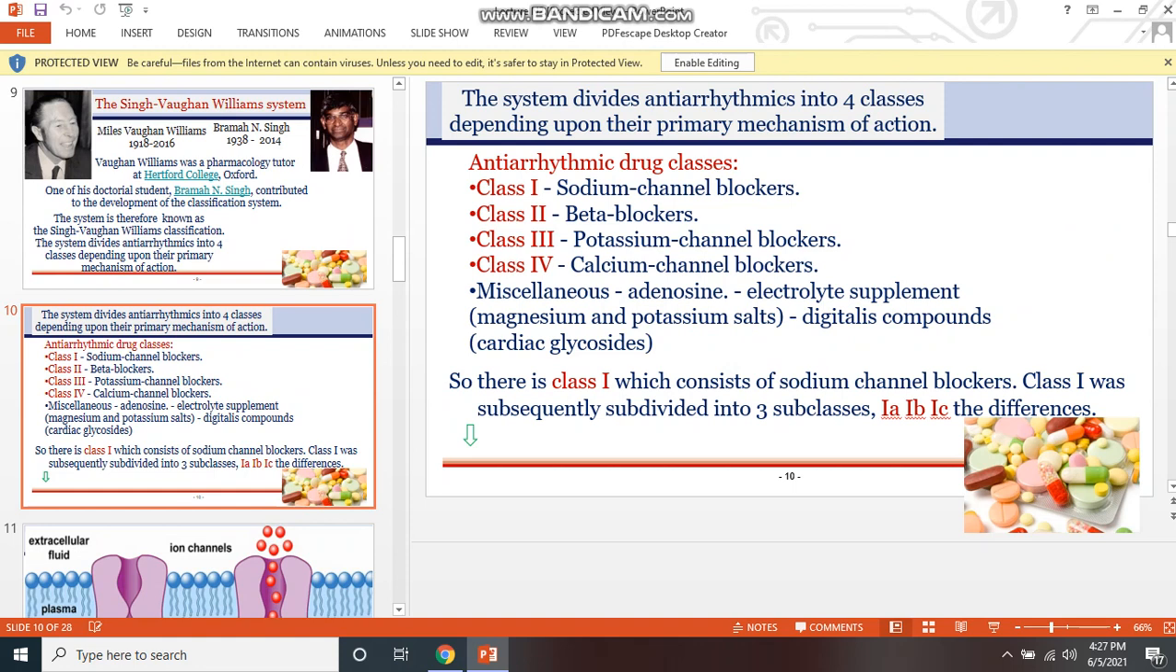Anti-arrhythmic drug classes: class 1 sodium channel blocker, class 2 beta blocker, class 3 potassium channel blocker, class 4 calcium channel blocker. Miscellaneous: adenosine, electrolyte supplements such as magnesium and potassium salts, and digitalis compounds, cardiac glycosides. Class 1 consists of sodium channel blockers, and is subsequently divided into three: IA, IB and IC.